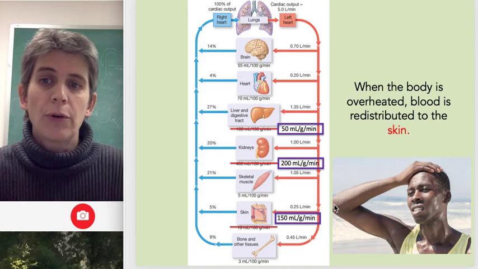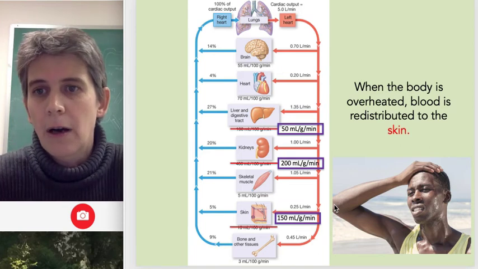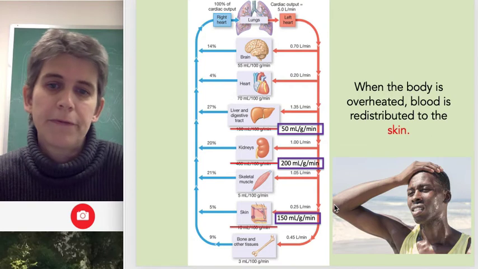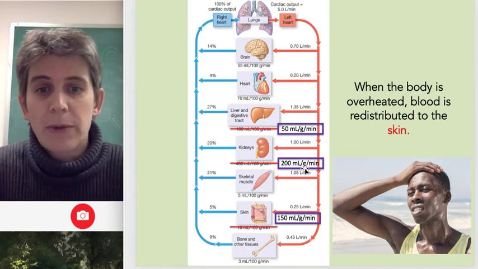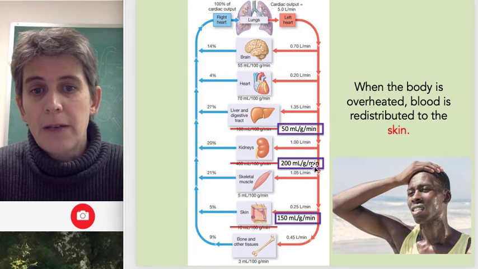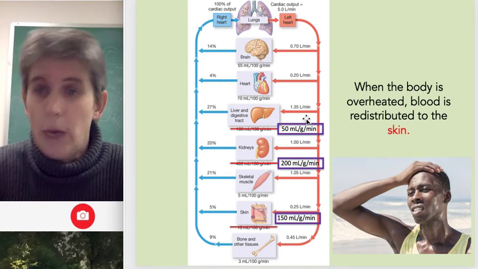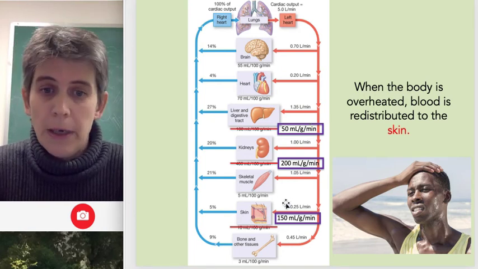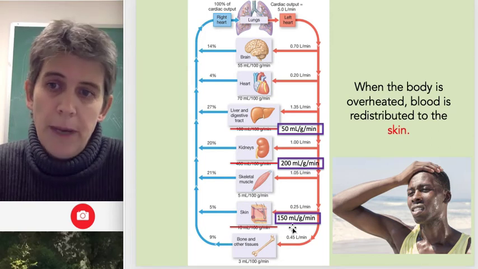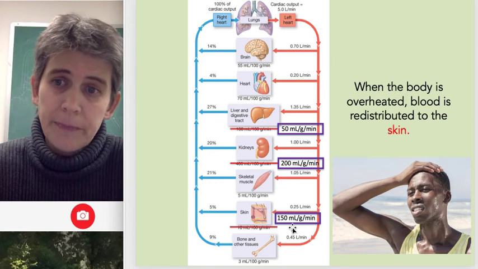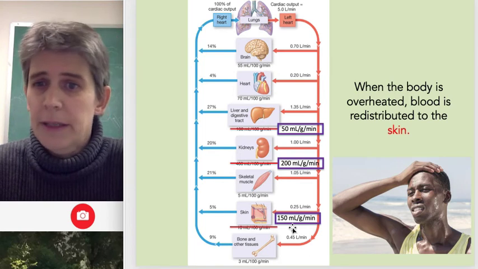And both of those ways of offloading heat require more blood flow to the skin. And so in this situation, we can see that the blood flow to the digestive tract and kidneys went down, not quite as much. And then the blood flow to the skin went up again by more than an order of magnitude, more than 10 times greater in this situation.